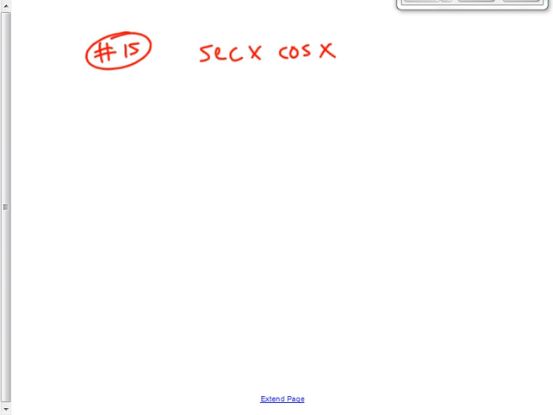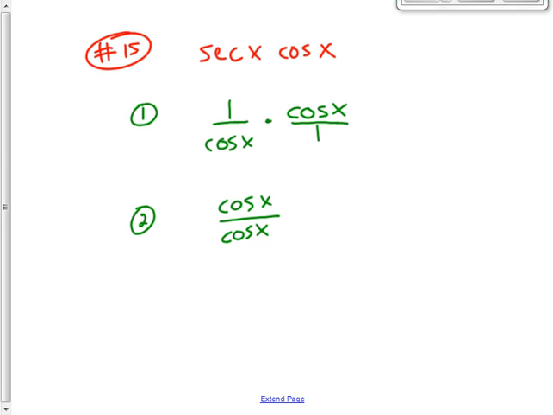This is number 15 in the homework here. We're looking at secant x times cosine x. Well, again, step 1 is turn things into sines and cosines. So secant x, that's 1 over cosine. Cosine is already cosine. Then step 2, after I change them, is I want to do some multiplying, adding, subtracting, whatever it says to do. Well, this is a multiplication problem, so multiplying fractions together, I get cosine x on top and cosine x on the bottom. Those two things divided by each other give us an answer of 1. Okay? And that's going to be the answer.